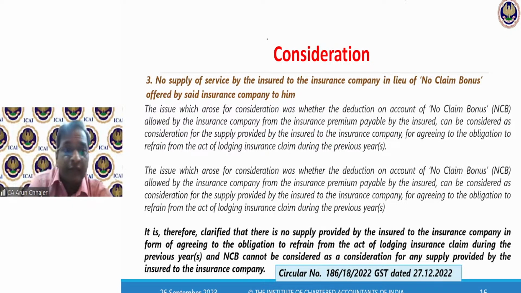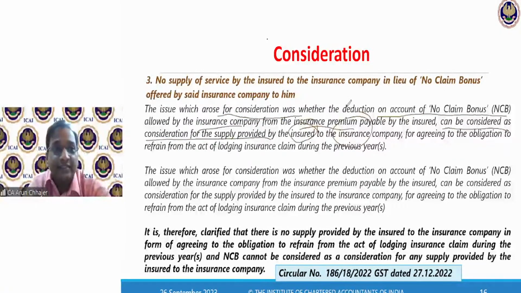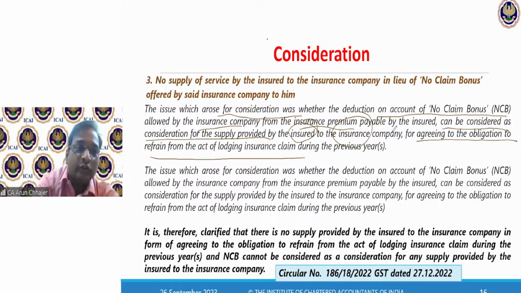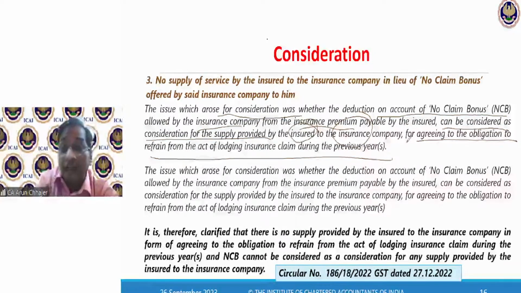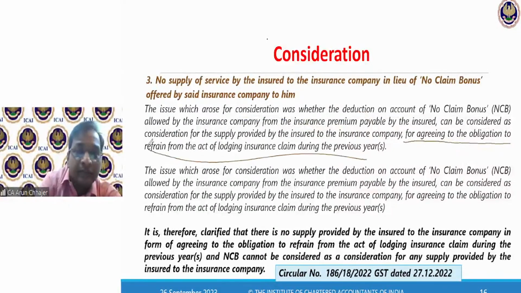That is the question. The issue which arose for consideration is whether the deduction on account of the no claim bonus allowed by the insurer from the premium can be considered as consideration for the supply provided by the insured to the insurance company for agreeing to the obligation to refrain. You will have to understand this term in a very detailed manner. I will explain either today or in the next class.